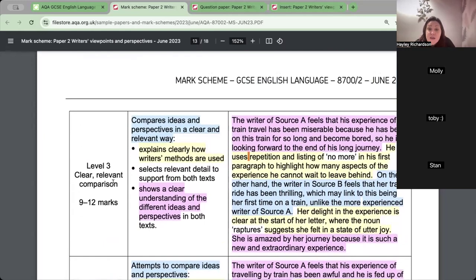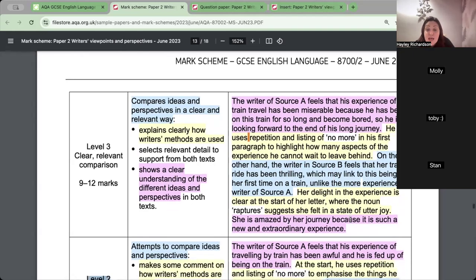Finally, top marks. The writer of Source A feels his experience of train travel has been miserable because he has been on his train for so long and become bored, so he's looking forward to the end of his long journey. He uses repetition and listing of no more in his first paragraph to highlight how many aspects of the experience he cannot wait to leave behind. On the other hand, the writer in Source B feels that her train ride has been thrilling, which may link, lovely, we've got may, which means it's a critical answer, may link to this being her first time on a train, unlike the more experienced writer of Source A.